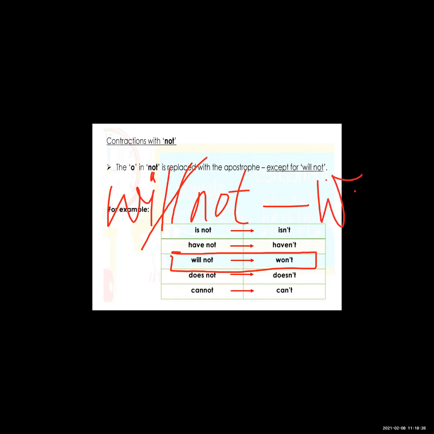Again, see how we will make contractions with not, contractions of will not. First see will not. Here we will not write I and double L. Then how we will write W O, and then apostrophe T. Won't. Okay, see will not, won't.